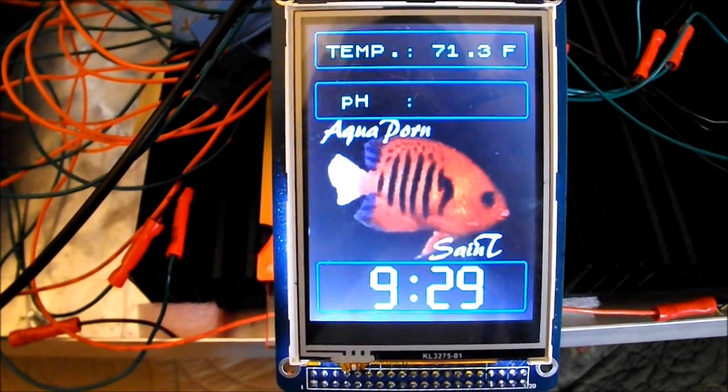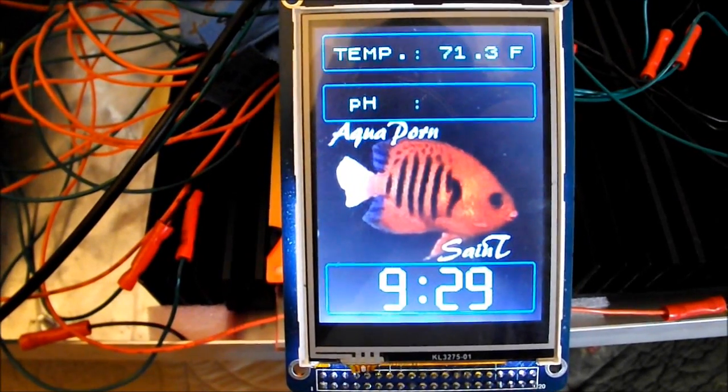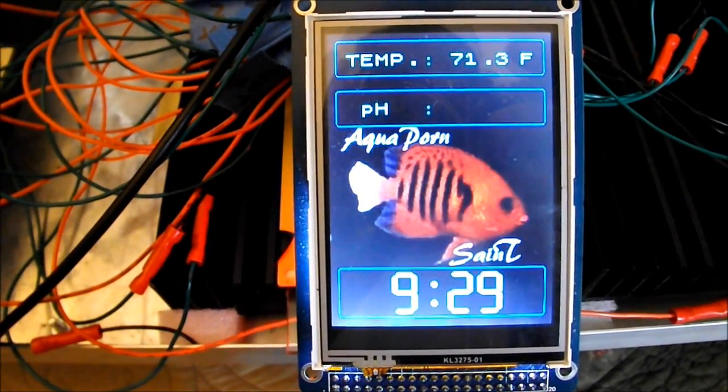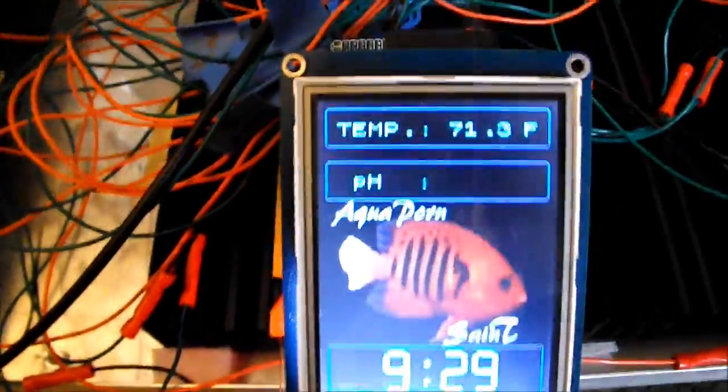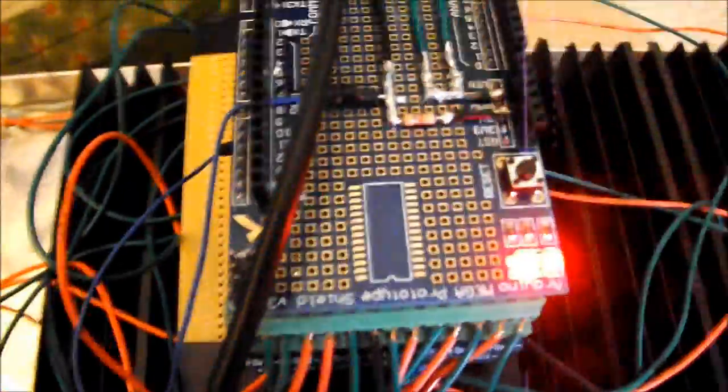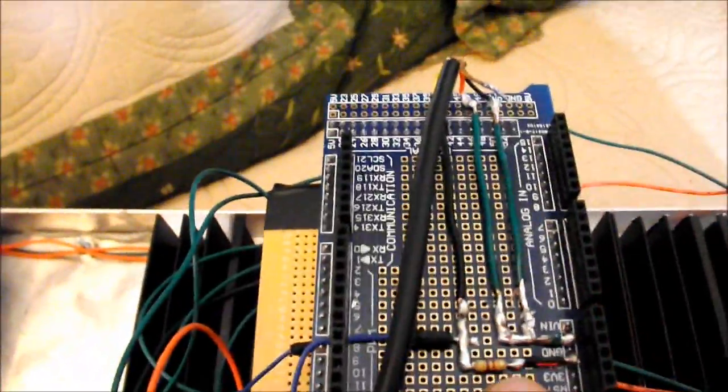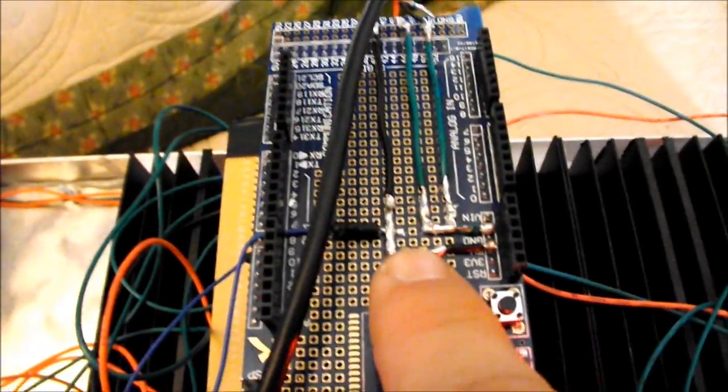Major breakthrough here today at Aquaporn. I have my temperature sensor in and reading. It was a relatively easy build. I just made this basic little circuit right here. The only thing in the circuit is actually a resistor.